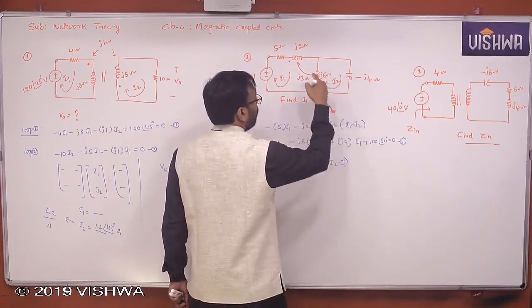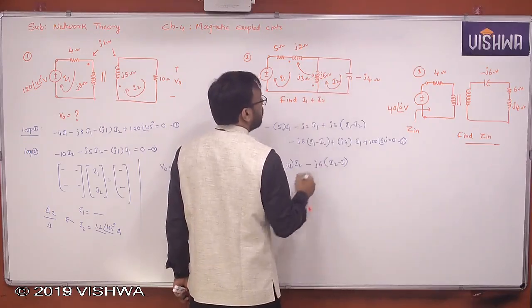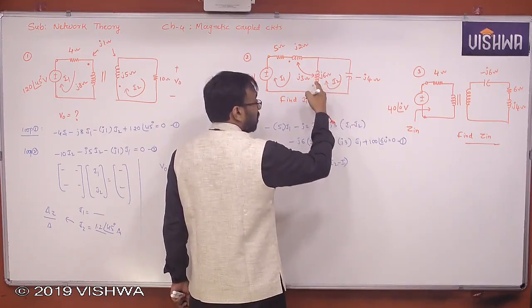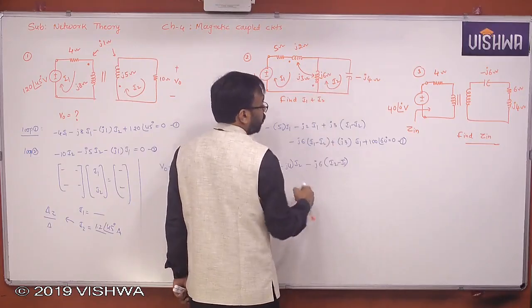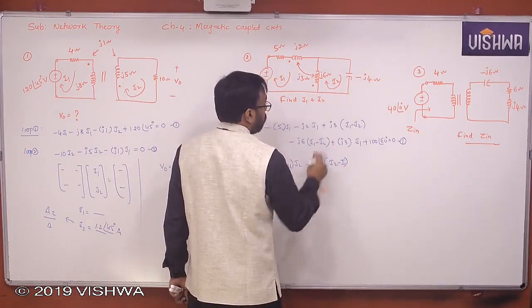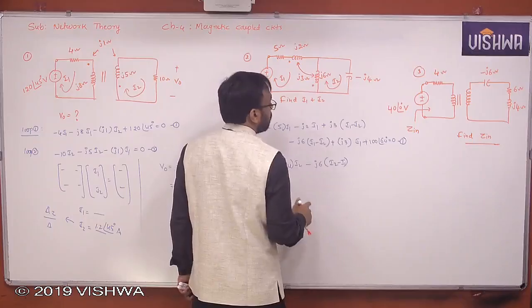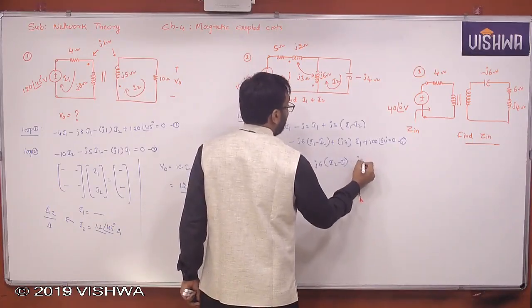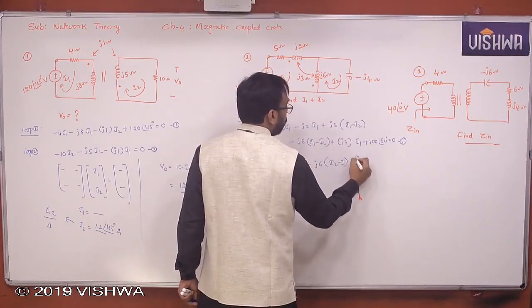In this loop, there is only one coil. Its self and mutual should come. 1, 2, 3. 2 is self. 3 is what? Mutual. So total 3 terms will come. So minus J6 into I2 minus I1. Again, J3, that is mutual reactance, into I1.